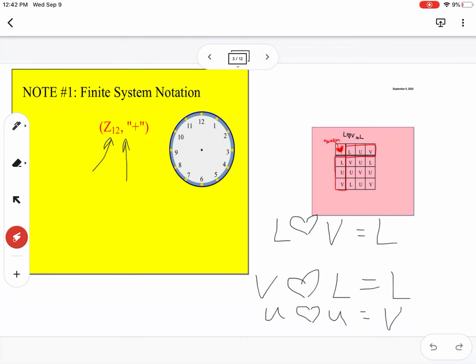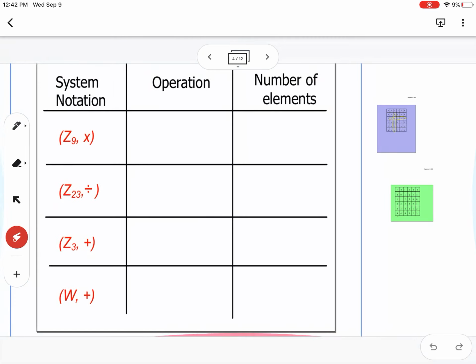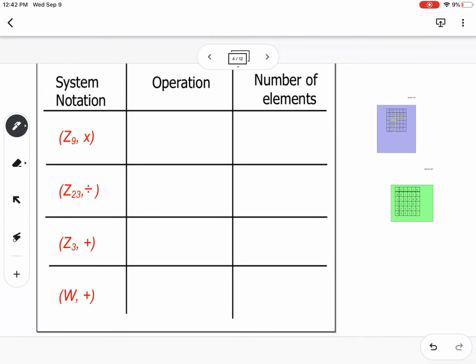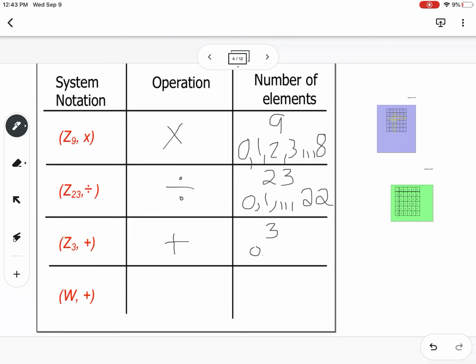So now that we're getting used to this notation, let's have a look here. I'm going to ask you to give the number of elements over on the right side, and also I'd like you to list them. So Z9 multiplication, my operation is multiplication. How many elements? I have 9, and to list those I would start at 0, 1, 2, 3, and I'd go all the way up to 8. If I had Z23, think about what operation, how many elements. My operation is division. I'm going to have 23 elements. I'm going to start at 0, and I'm going to go up to 22. Z3 addition, my operation is addition. 3 elements, 0, 1, and 2.